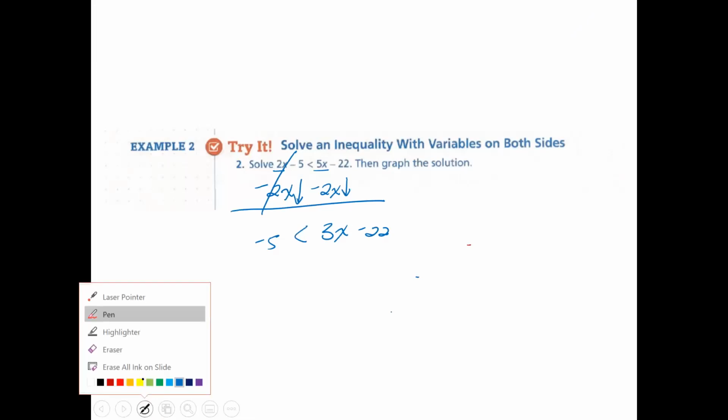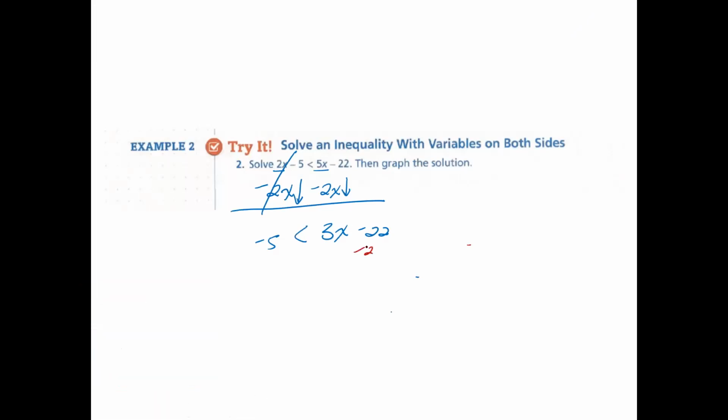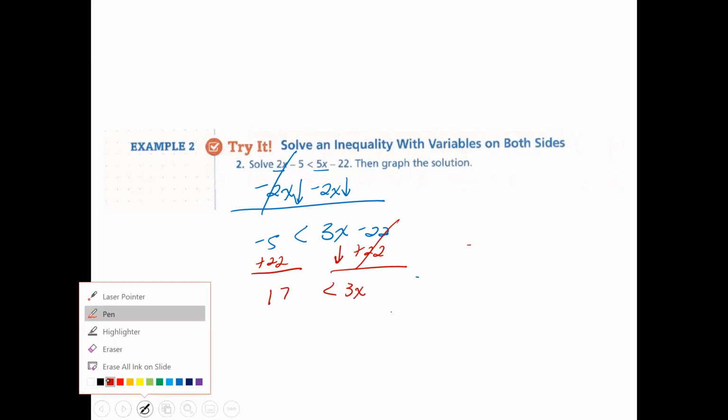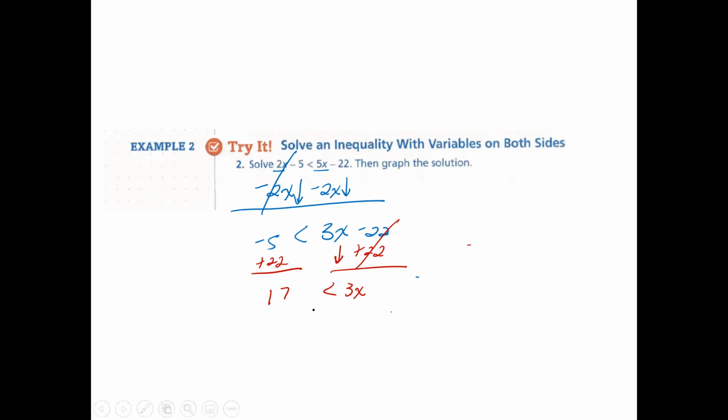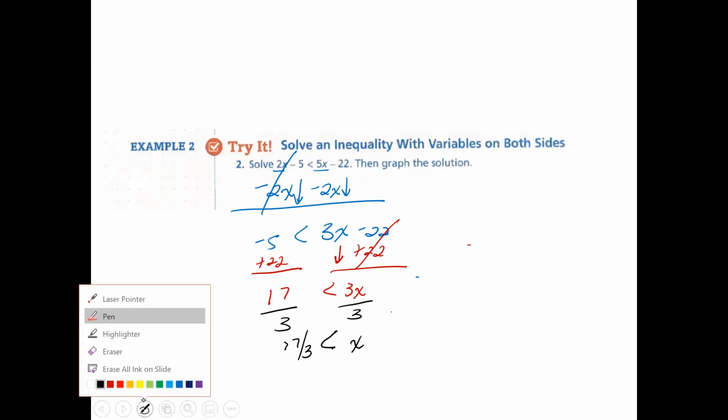Then next, I want to add the 22 on both sides. That cancels, bring down the 3x, and then I will have a 17. Last part, I'm going to divide, and notice that I'm not dividing by a negative, it is a positive 3. And so if I have a positive 3 right here, my sign does not change. So I have 17 over 3 as my answer.